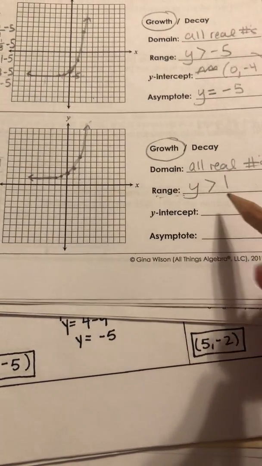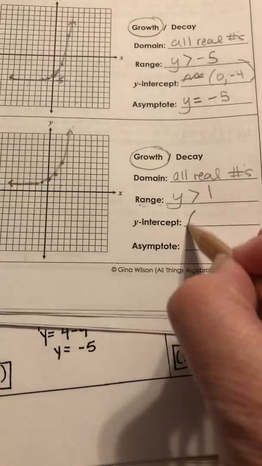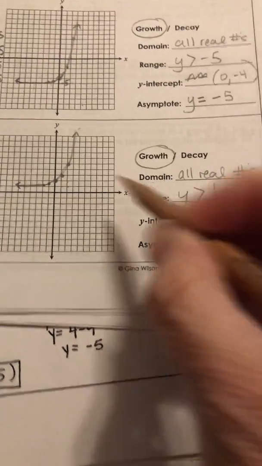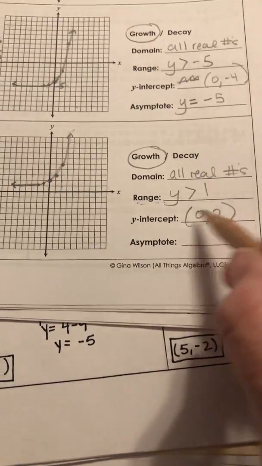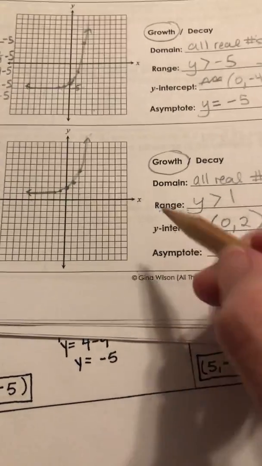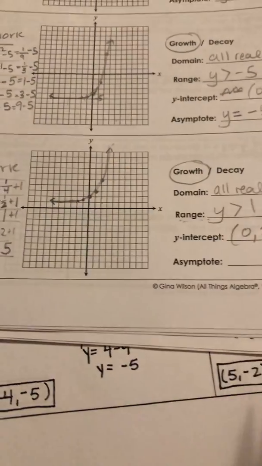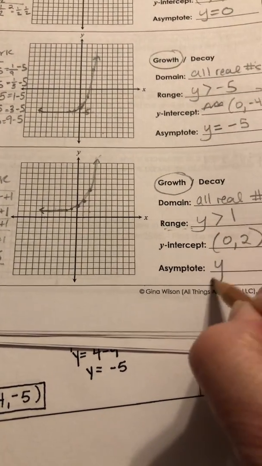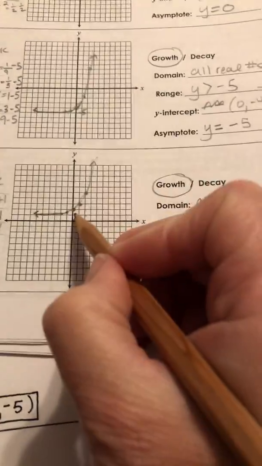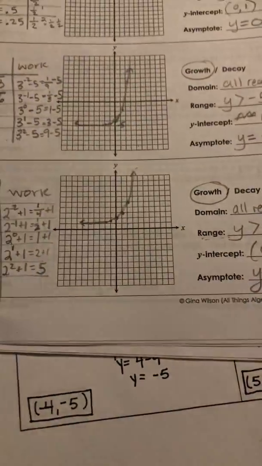Then we have our y-intercept. Well, that's where we started, right? Right there. So that's my coordinate for my y-intercept. And my asymptote, so where it sits and hovers and dances beautifully but just doesn't touch, is 1. So the y equals 1 is where it sits.